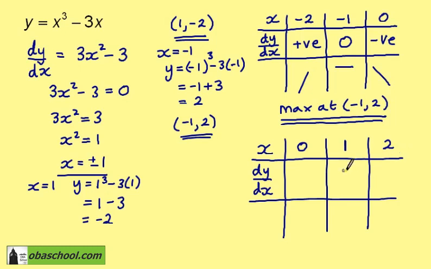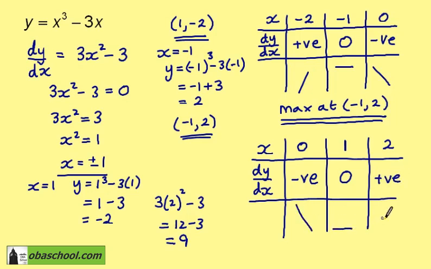The turning point is at 1, so the gradient here is 0. We've already done the 0, and we need to evaluate dy/dx for x equals 2. So we get 12 take away 3, which is 9, and this is positive. So we have negative across positive, and this is a minimum shape, so we have a minimum at 1, minus 2.